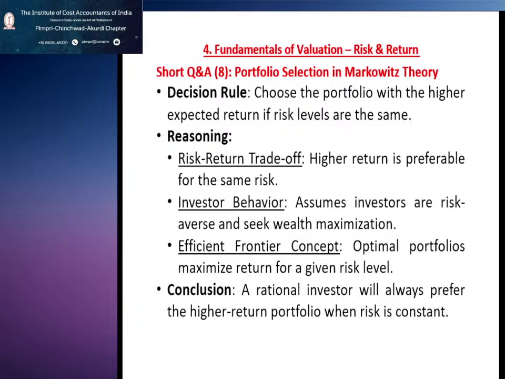And third reasoning is that efficient frontier concept. So efficient frontier concept is that optimal portfolios maximize returns for a given risk level. So that's called as efficient frontier concept. So in conclusion, a rational investor will always prefer the higher return portfolio when risk is constant. As simple as that. So this is how portfolio selection is done in Markowitz theory.